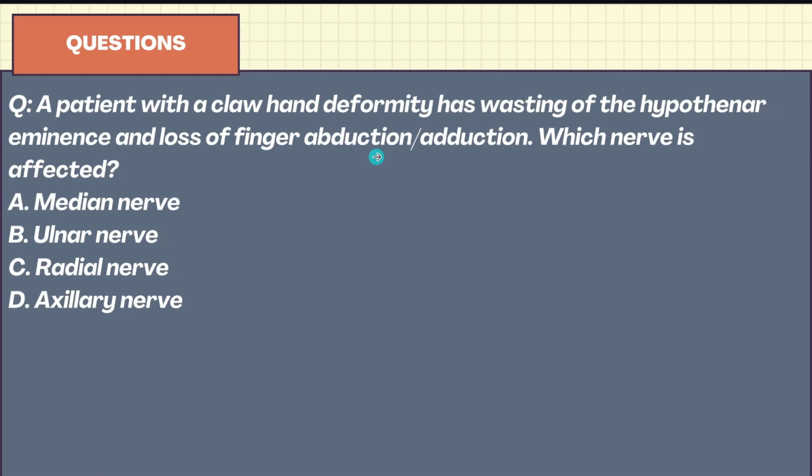Okay. A patient with claw hand deformity with wasting of the hypothenar eminence and a loss of finger abduction and adduction. Which nerve is affected? Hypothenar, we should know it's going to be the ulnar nerve.